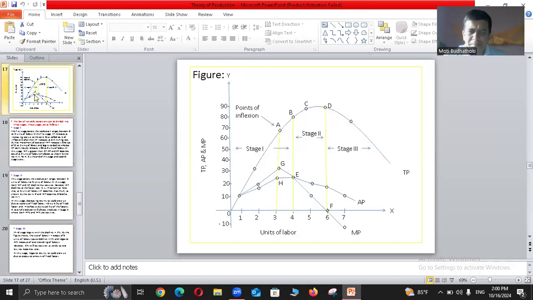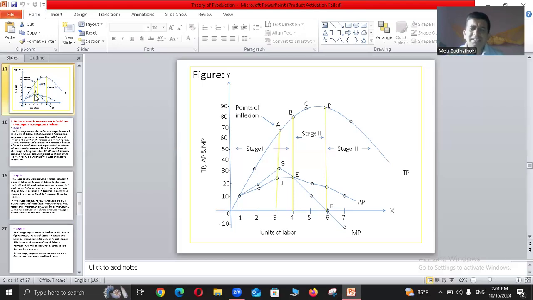So we must remember that in the beginning, in the first stage, there is underutilization of resources. In such a case we can get rapid growth of total product, average product, and marginal product. In the second stage, we can observe two conditions where AP and MP are equal, and this point E starts the second stage, and from point B to D is the area covering stage 2, and stage 2 is the stage of maximum output.